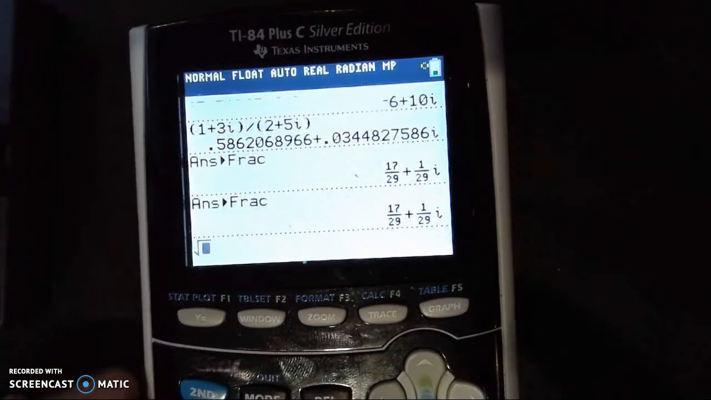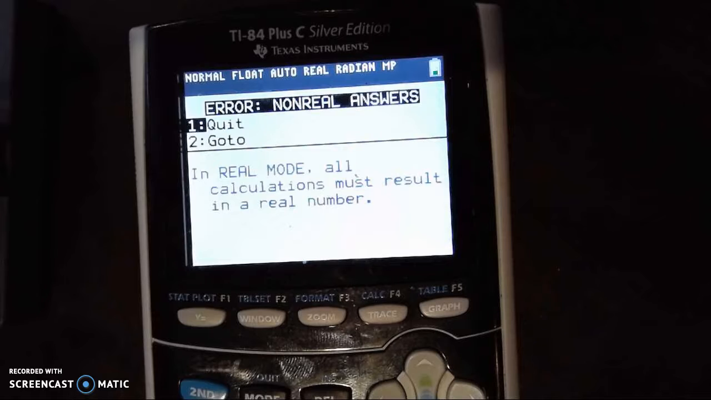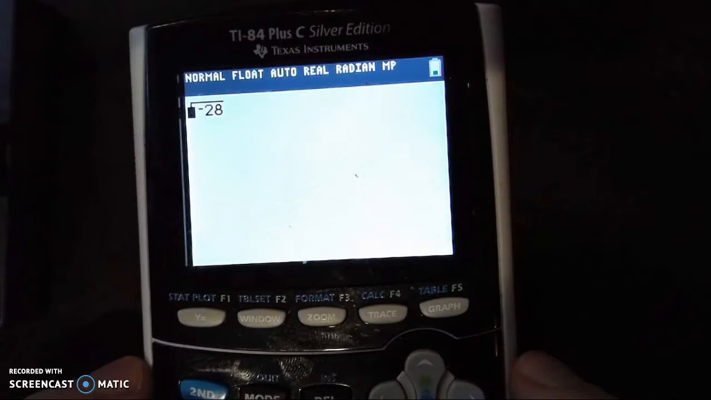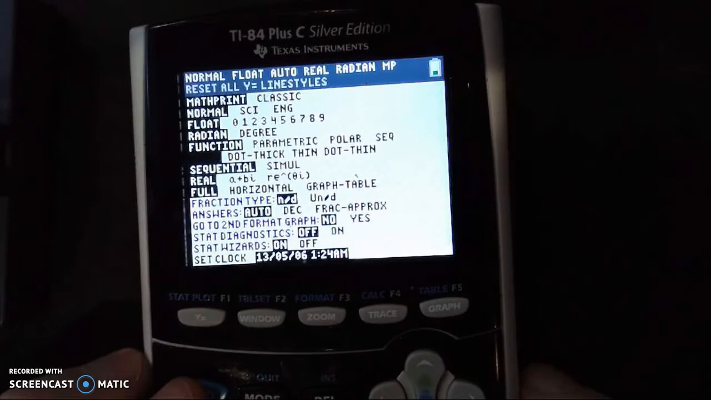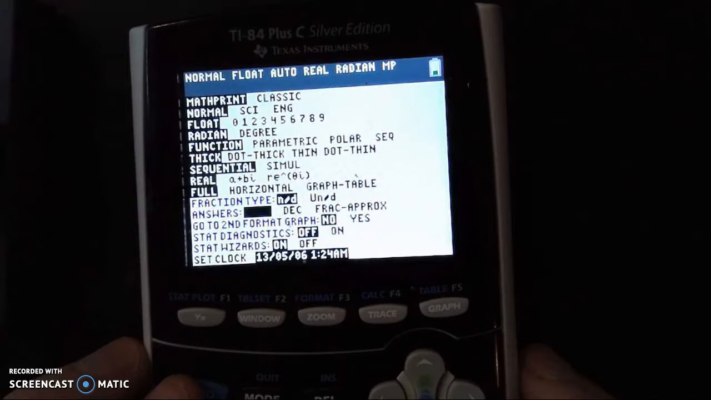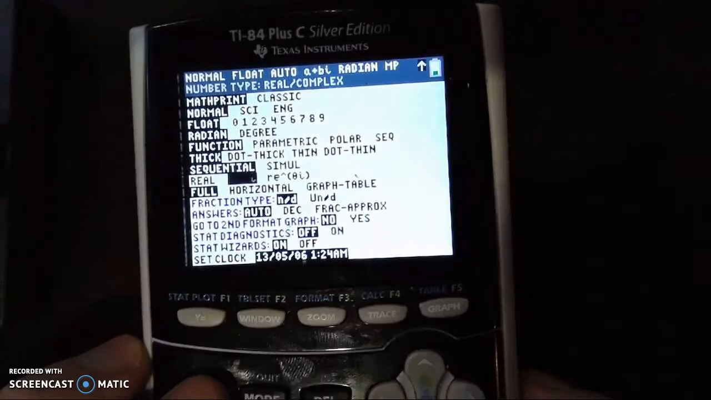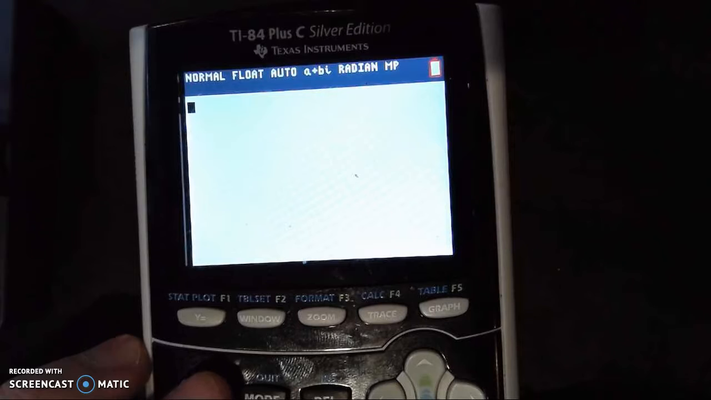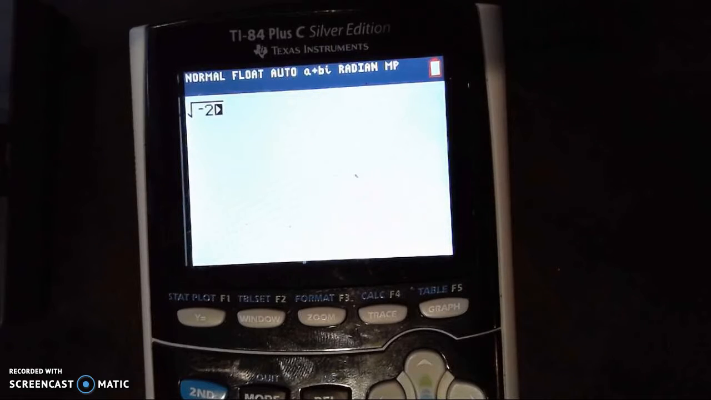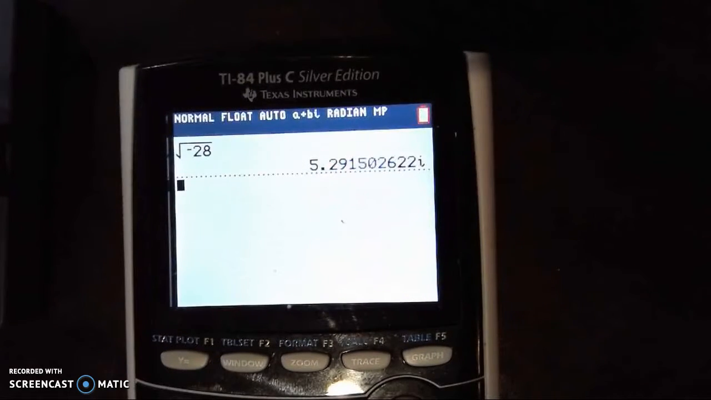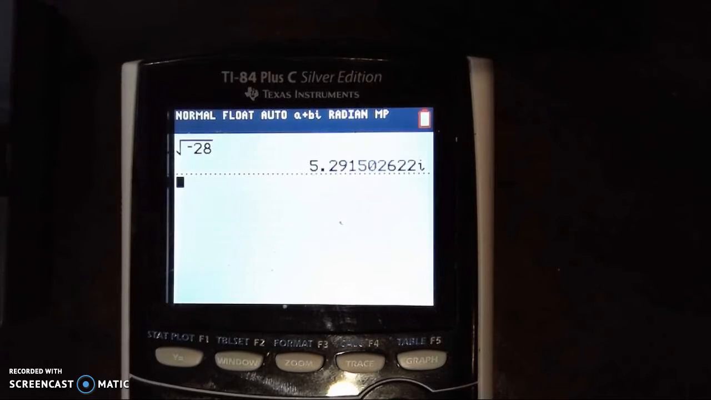Now, you still are going to have some trouble with things like the square root of negative 28. You can go to mode and change to a plus bi, and you could do the square root, and it tells you that it's an i, but it still doesn't work square roots out nicely for you. So that doesn't really help on things like that, but pretty much everything else that we did is really easy on the calculator.